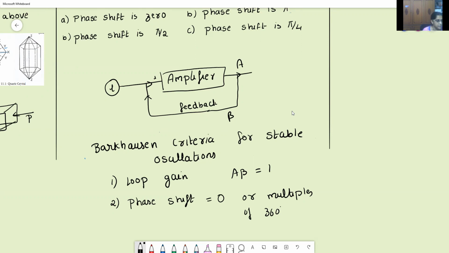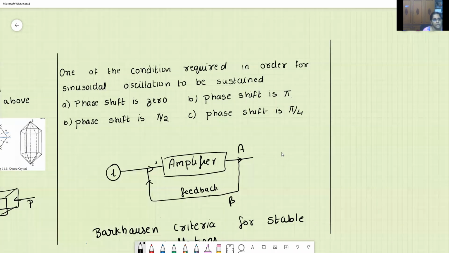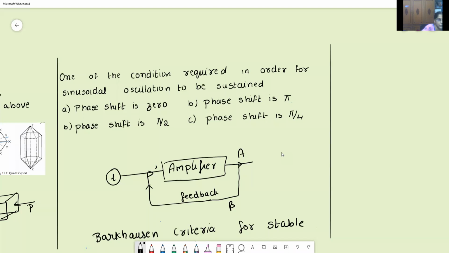So now let us come to our question. What is the condition for sinusoidal oscillation to be sustained? The options are phase shift is 0, phase shift is pi, phase shift is pi by 2, phase shift is pi by 4. So by the Barkhausen condition, we know that the phase shift has to be 0.